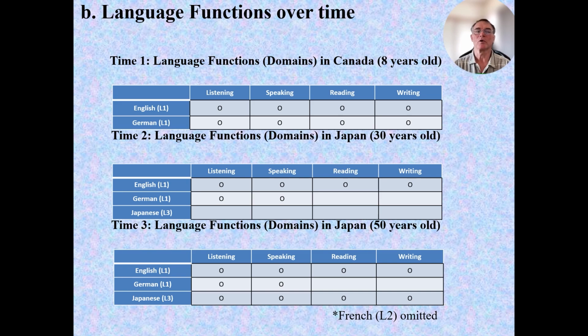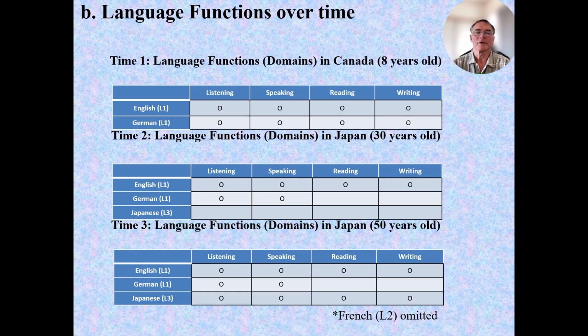So time one, in Canada, 8 years old, my English and German were my native languages. And in English, because I was going to school, listening, speaking, reading, and writing was used every day, basically. And my German, certainly listening and speaking, a little bit of reading and a little bit of writing.